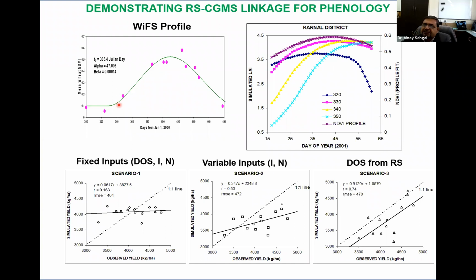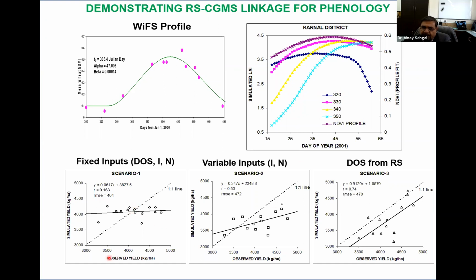And our purpose was that phenology means we wanted to find out what is the date of sowing in each of the grids. So what we did, we ran the simulation model with different dates of sowing and tried to match the growth with the NDVI profile. This is the NDVI profile, this profile. So for whichever date of sowing we get the same maxima in our model simulated value, we chose that as the date of sowing.